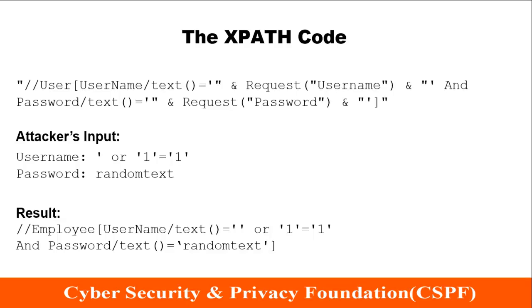For the username, he could try to inject the following parameter: a single quotation mark or 1 = 1, which is a logically true statement. For the password field, he could give any random text, which would result in the code shown below. As we can see, it selects the username or 1 = 1, which is a logically true statement, and discards the password field, which in turn results in the XPath getting all the XML entries or XML nodes that are present.